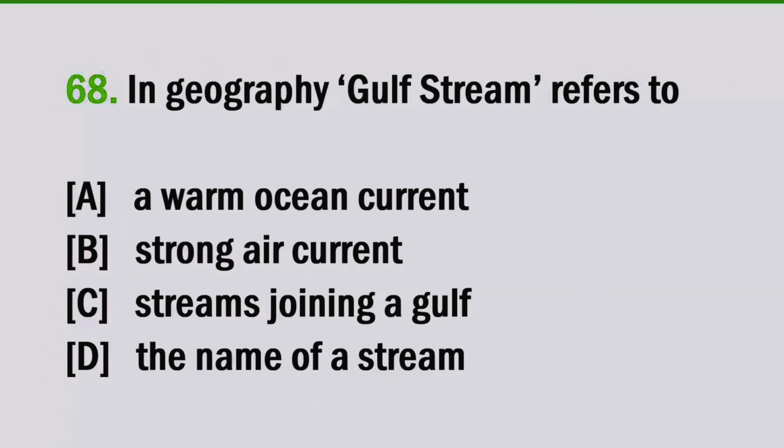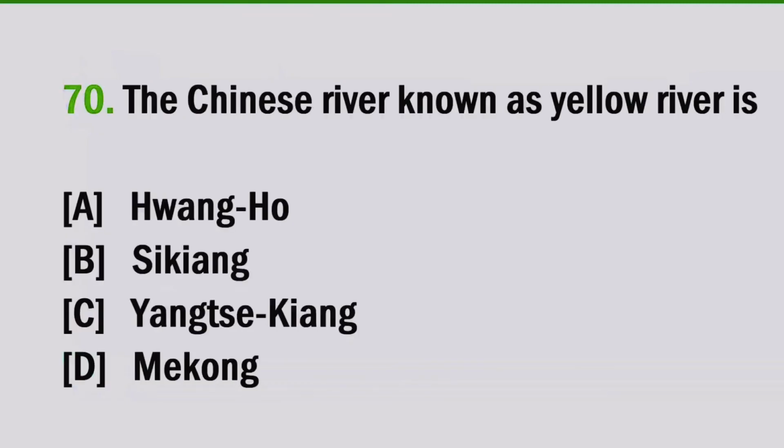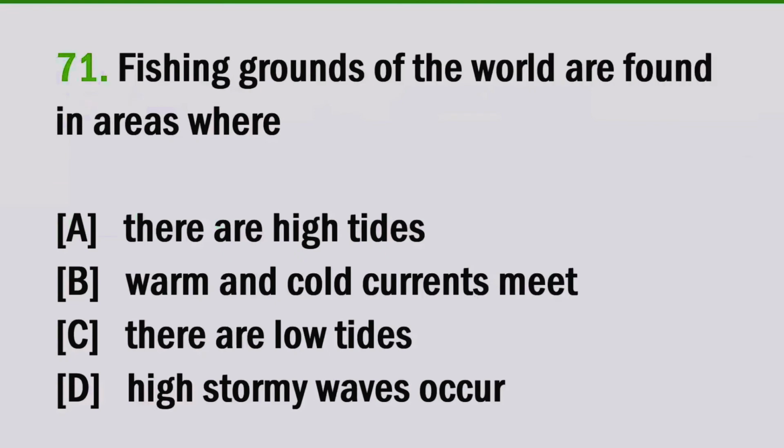In geography, Gulf Stream refers to. Answer A. A warm ocean current. The Strait of Gibraltar provides entry into the. Answer D. Atlantic Ocean. The Chinese river known as Yellow River is. Answer A. Huanghe. Fishing grounds of the world are found in the areas where. Answer B. Warm and cold currents meet.